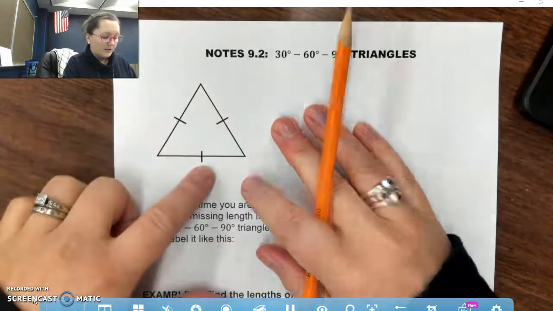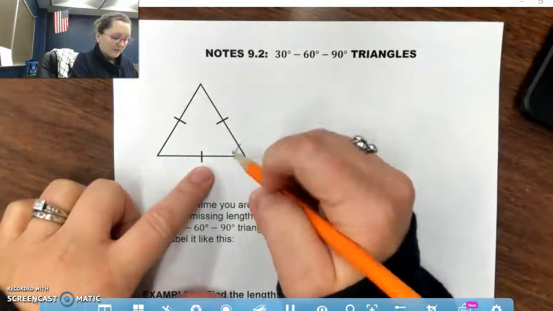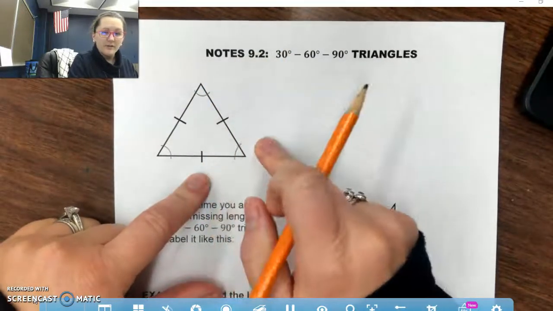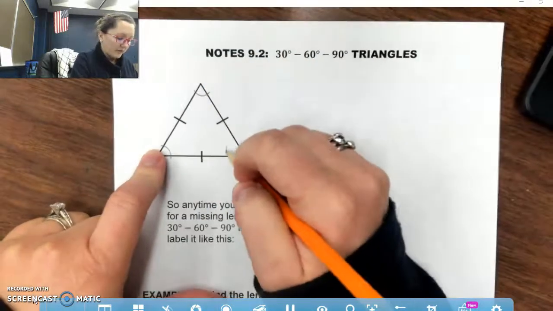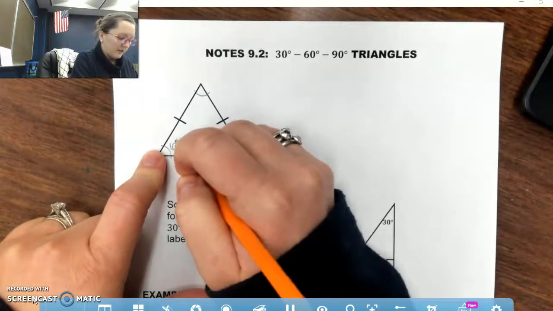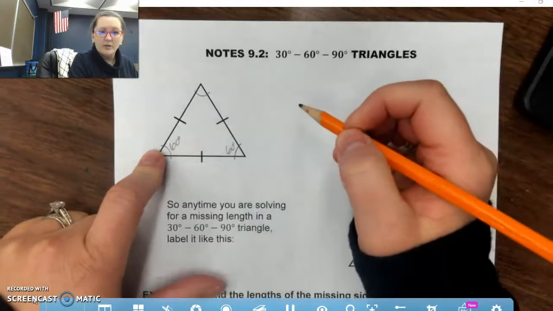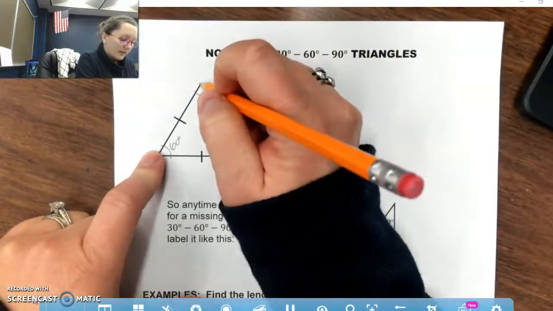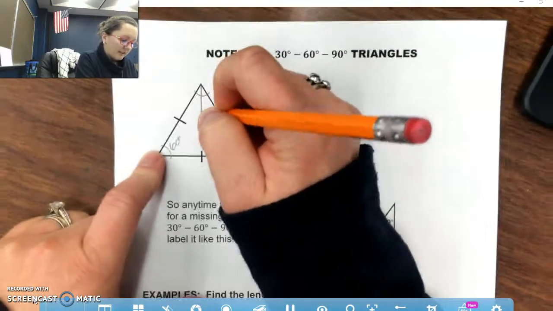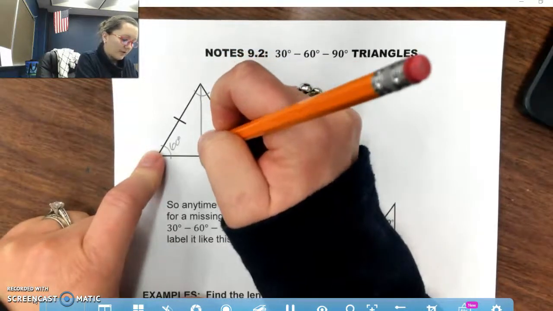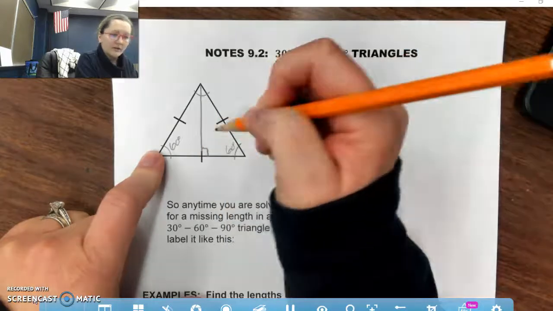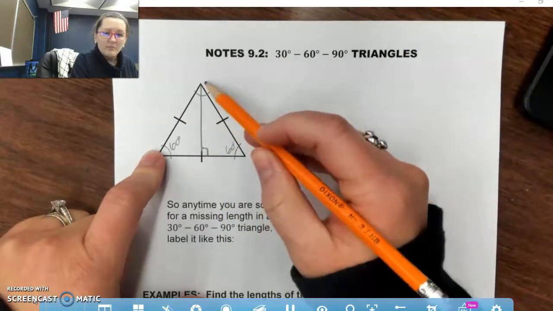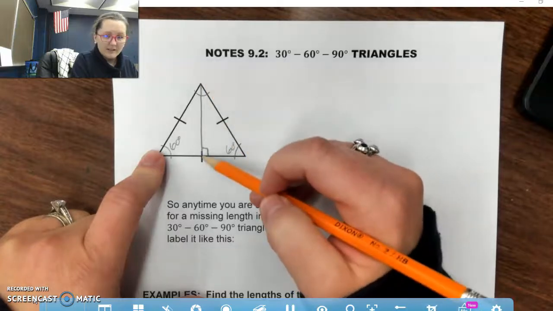So what I can do here is talk about what I know about an equilateral triangle. All my sides are congruent, but also all of my angles are congruent: 60 degrees, 60 degrees, and 60 degrees, because I know triangles have 180 degrees total, right? In order to create that 30, 60, 90 right triangle, I have to create a right triangle, right? So I'm going to create that right triangle by drawing a height line from my vertex to my base here.